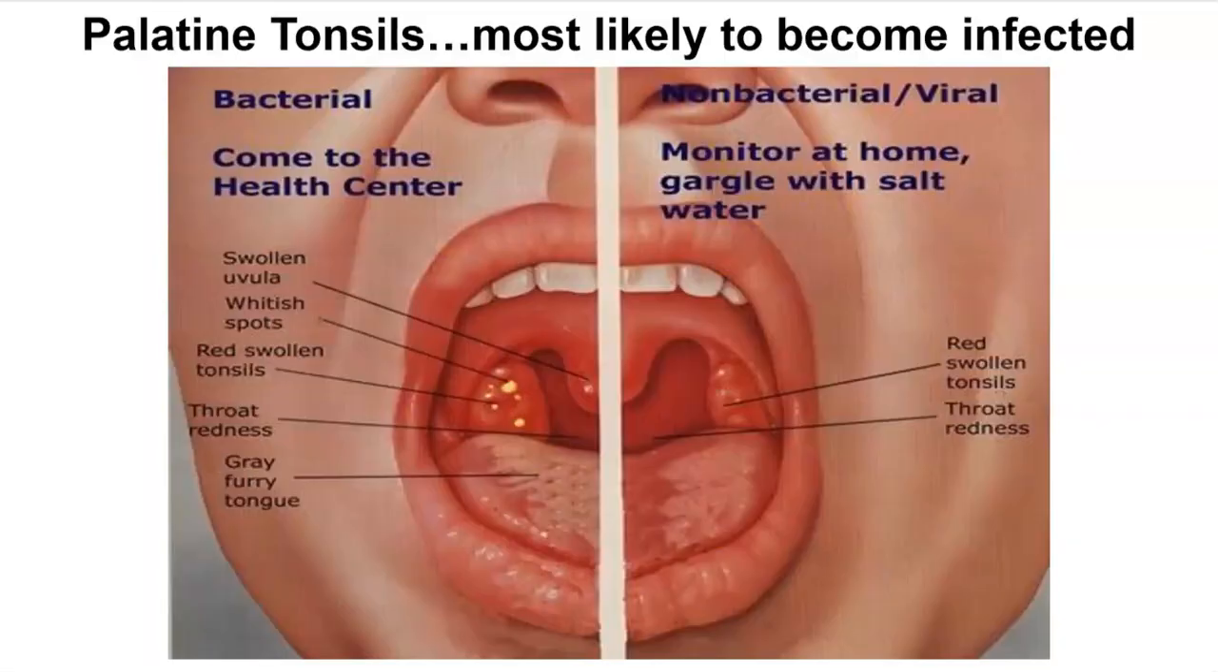Because of the location of the palatine tonsils at the posterior part of the oropharynx, these are the tonsils that will most likely become infected, as they will more often encounter bacteria entering the body through the mouth than the other sets of tonsils will.